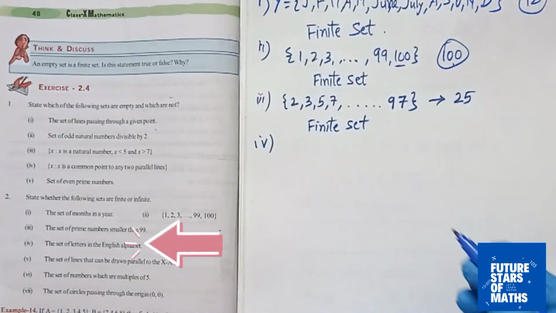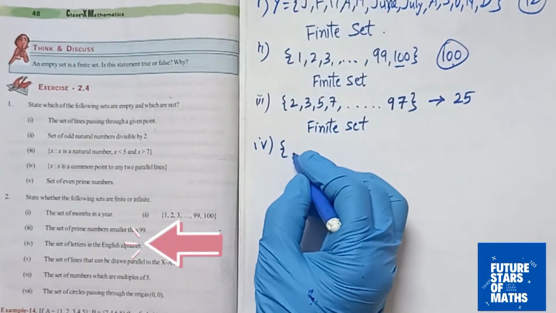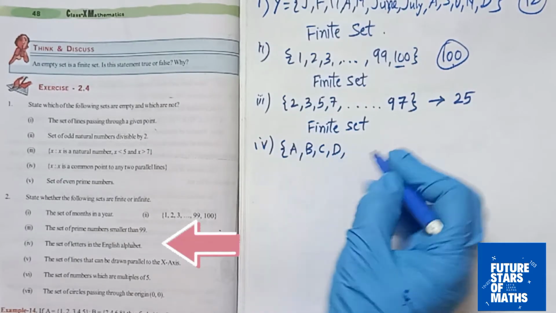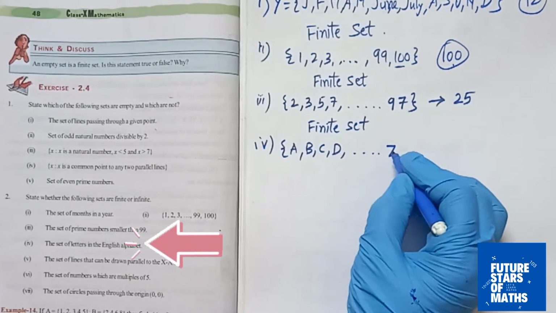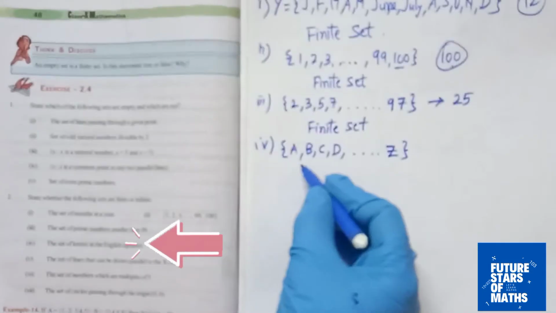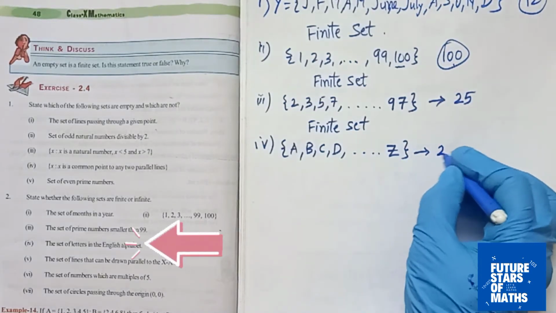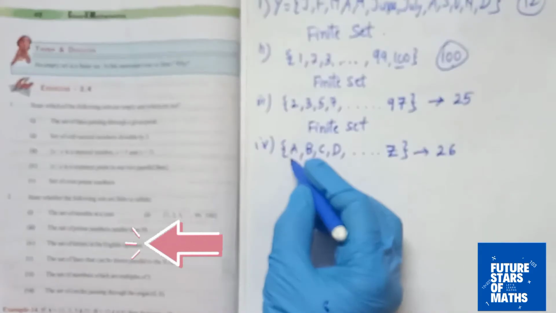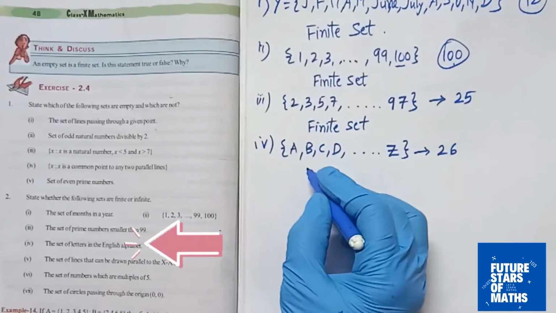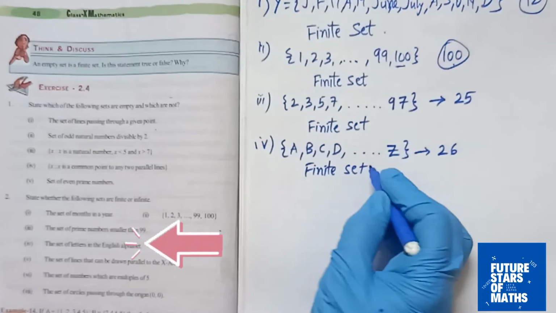The set of letters in the English alphabet. So we'll convert it to roster form. What are the letters? A, B, C, D, till what? Z. So how many elements are there, do you know? Yes, we can count how many alphabets are there. You all know that: 26. The first and last are known, and we can count the number of elements in the set. So what is it called? It is also a finite set.